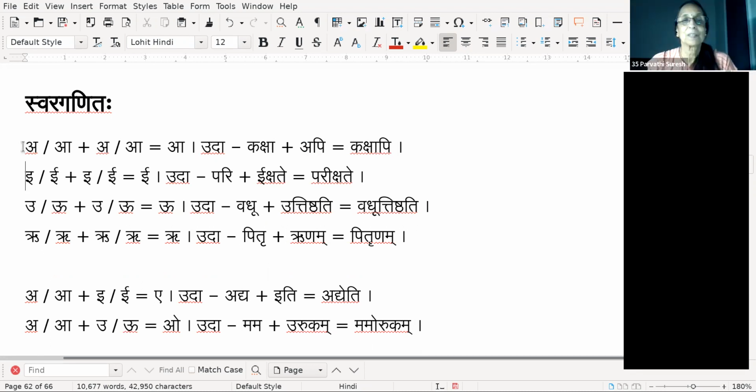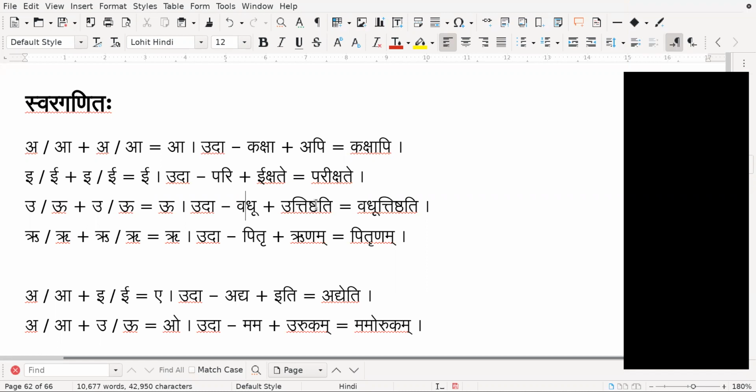Basically, if you see the pairs, akara or akara, ikara or ikara, ukara, ukara, rikara, dirga. They all will get replaced with dirga. Dirga forms, okay. So pari plus ikshate. Parikshate. Okay, that will become parikshate. Vadhu plus uttishthati. Vadhu uttishthati. Meaning, sir? Vadhu is like bride. Uttishthati is wakes up. Gets up. Stand up.